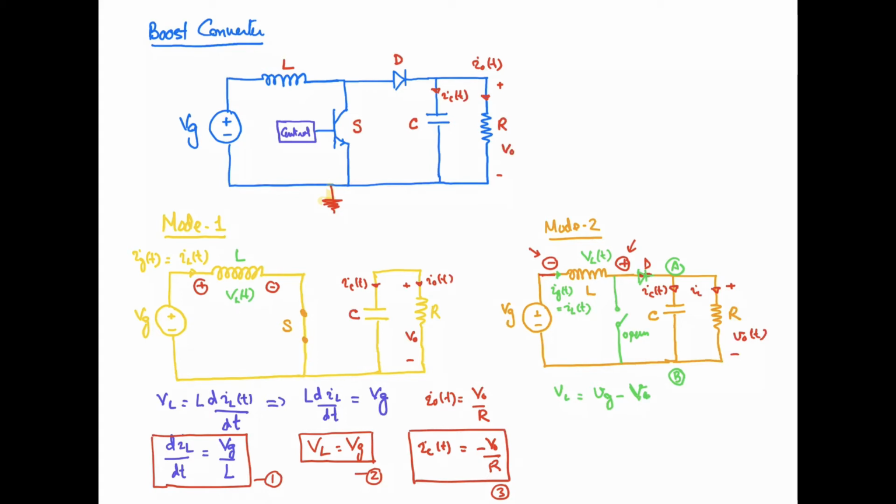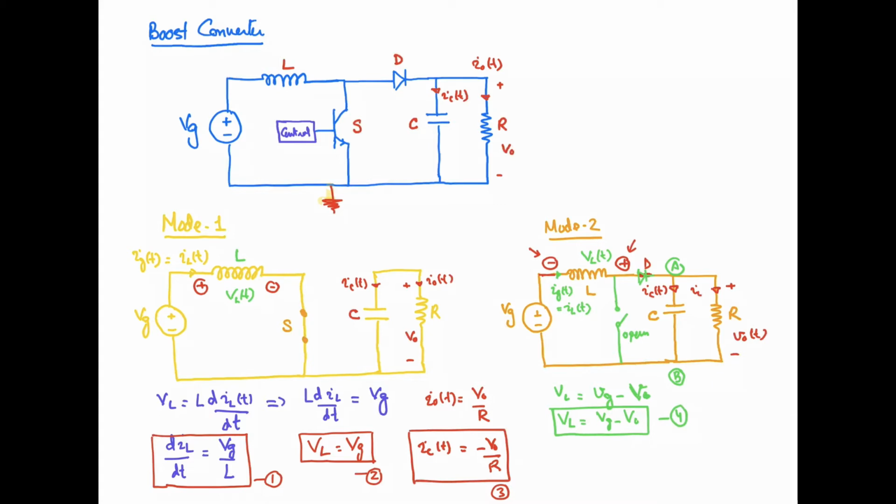But if I use the capital letters, it means that I am only considering the average values, and the small signal variation has been neglected. So the inductor voltage over here can be written as Vg minus V0. So this is the inductor voltage equation. Let me call it equation 4, right?